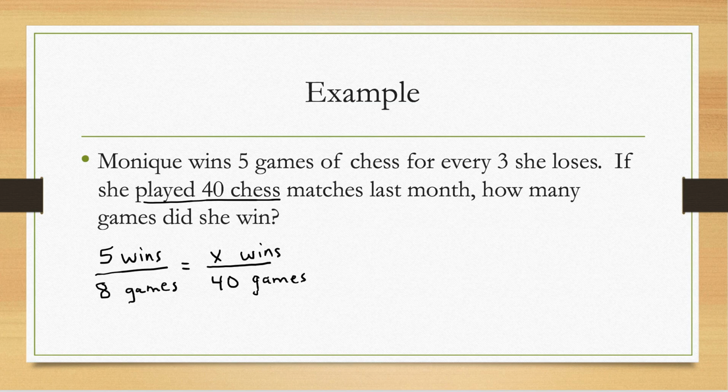All right, so now let's cross multiply. 5 times 40 is going to give me 200. 8 times x is going to give me 8x. We're going to divide both sides by 8. And that tells me that there are 25 wins.